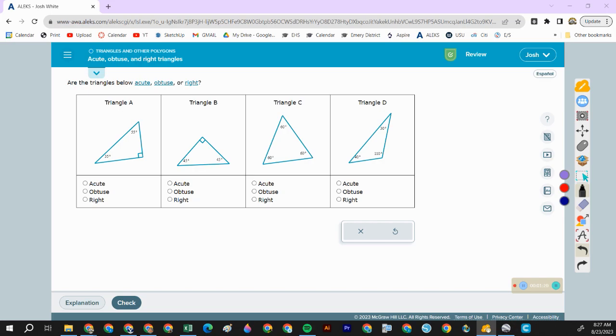We did this one, right? So if all the angles are less than 90, it's acute. If it has one right angle, it's right. If it has one obtuse angle, it's obtuse.